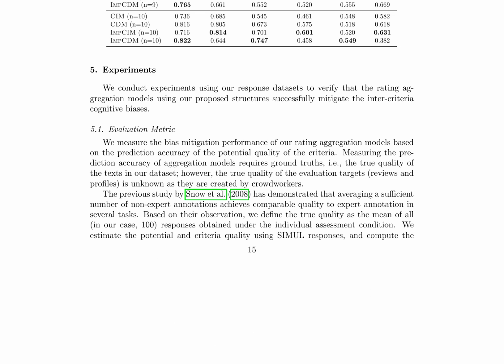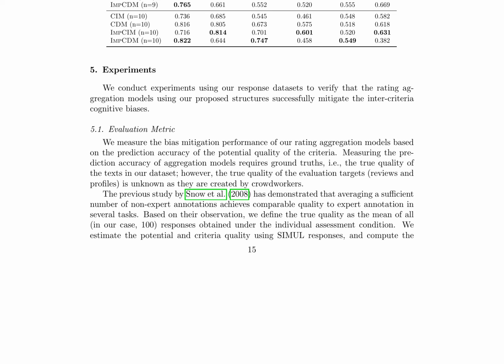The experiment is designed to verify that the rating aggregation models using the proposed structures successfully mitigate inter-criteria cognitive biases. The evaluation metric used is the prediction accuracy of the potential quality of the criteria, which is measured by computing the mean of all responses obtained under the individual assessment condition. This is based on the observation by Snow et al. 2008, that averaging a sufficient number of non-expert annotations achieves comparable quality to expert annotation in several tasks.